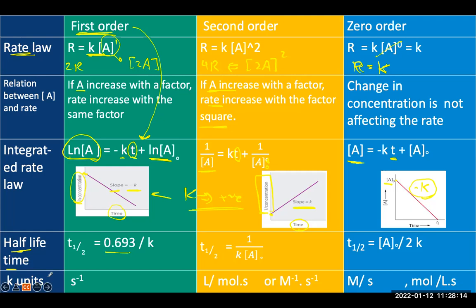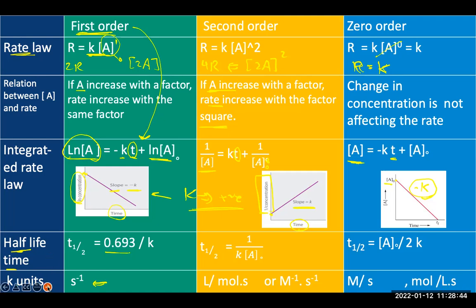The last point is that you can determine the unit of k. The unit of k will be determined from the differential rate law, from rate equals k times the concentration of A. If it's first order, it will be second to the minus 1. If it's second order, it would be liters per mole second, or molar to the minus 1 second to the minus 1. If it's zero order, it will be molar per second, or mole per liter second.